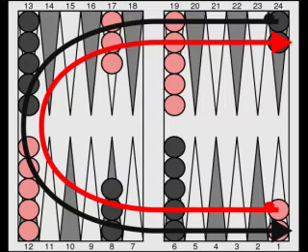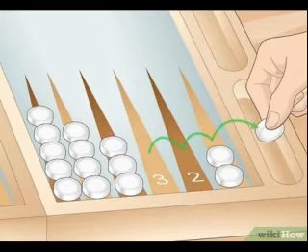With bearing off, once a player has moved all of their checkers into their home table, they can commence bearing them off. To bear off a checker, a player will need to roll a number that corresponds to the point on which the checker rests. Once rolling that number, remove that checker from the board. So a roll of 6 will permit a checker found on point 6 to be removed from the board.